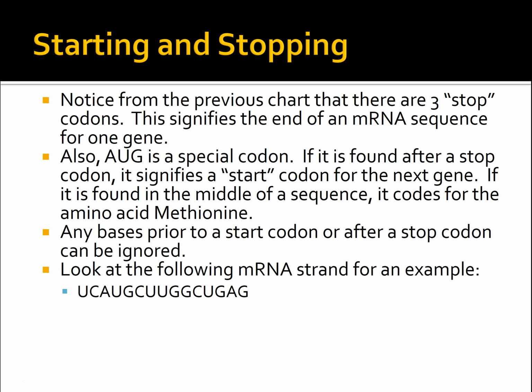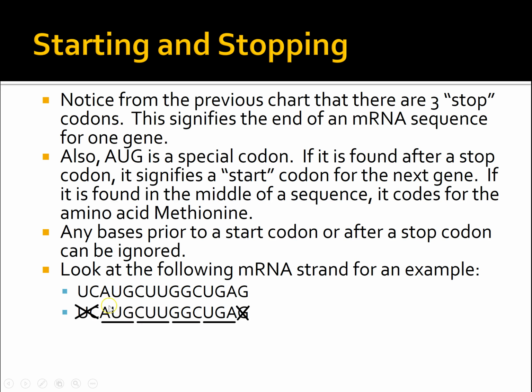So let's take a look at the following mRNA strand for an example. And back to our picture with the double helix unzipping and creating that mRNA strand, let's pretend that this is the sequence of codes, that sequence of bases that's along that mRNA strand. UCAUG, CUU, GGC, UGAG. Okay, we are going to eliminate the U and C at the beginning of this sequence, and we are going to start with the start codon AUG. So anything that's in front of an AUG, you are going to skip.